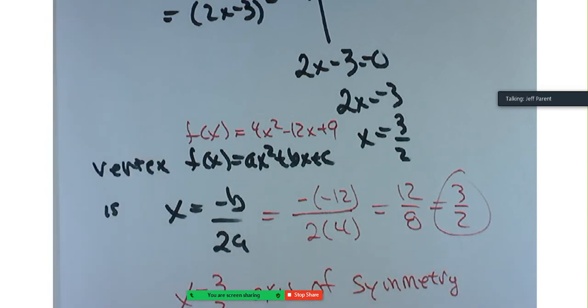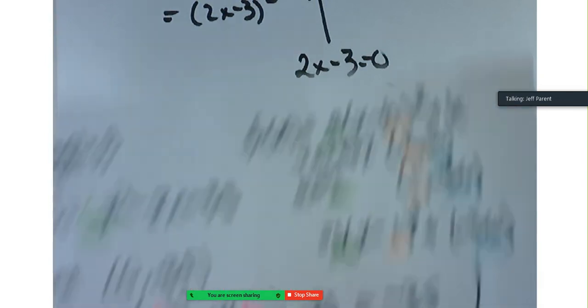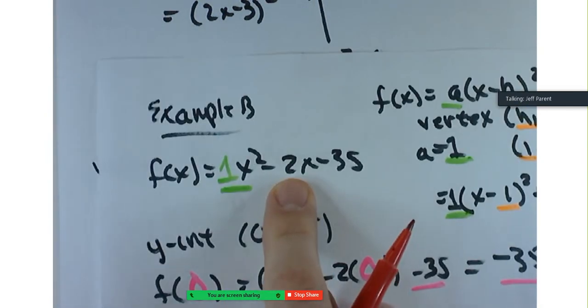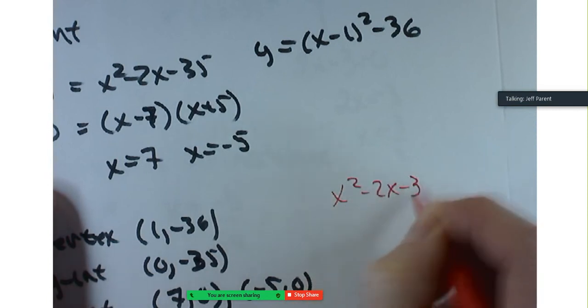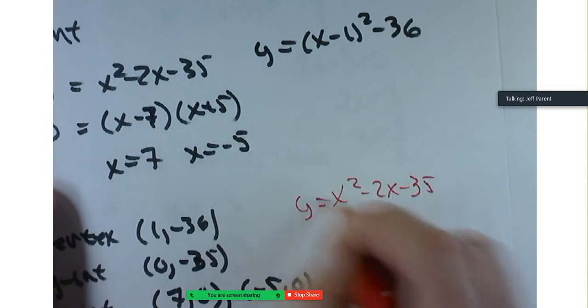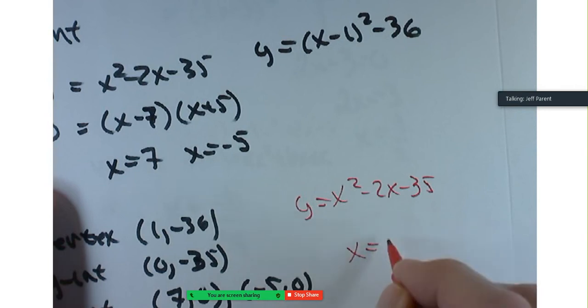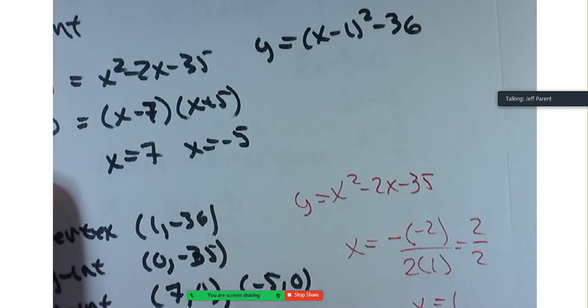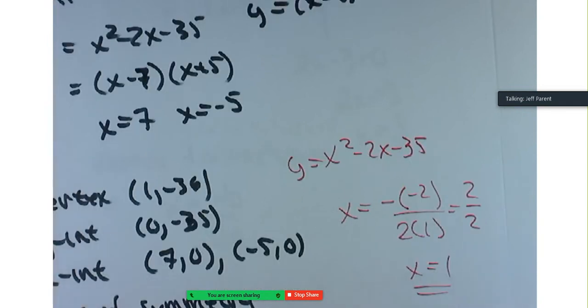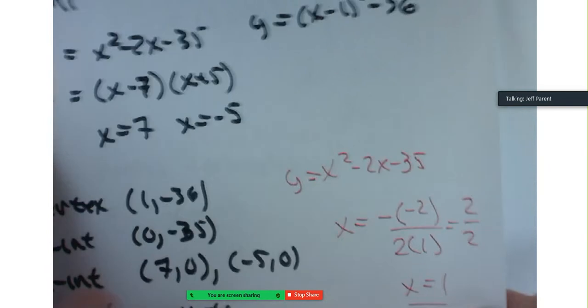And if you went back and checked it with other equations, it would also work out like this one right here. So x squared minus 2x minus 35. If I wanted to find the equation of the axis of symmetry, it's negative of b, which is negative 2, over 2 times 1. So 2 over 2 gives me x equals 1. Nice. And that's what we came up with earlier. That was your axis of symmetry.